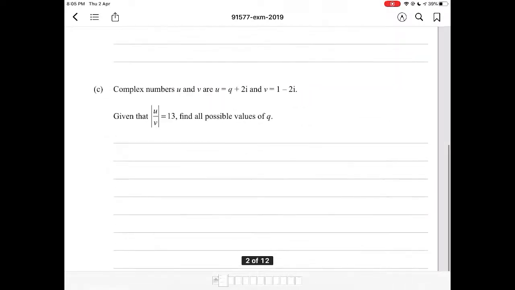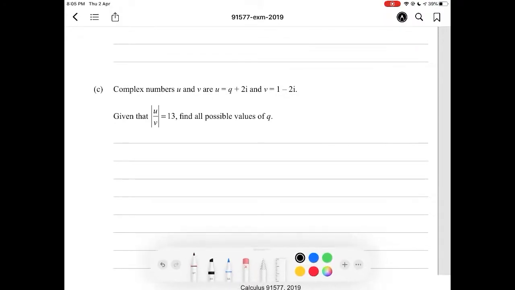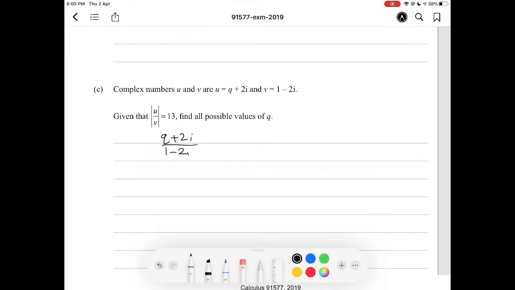Alright, so question C. Complex numbers u and v are u equals q plus 2i and v equals 1 minus 2i. Given that the modulus of u over v is 13, find all the possible values of q. So we have u over v, so we'll have q plus 2i over 1 minus 2i. Now we need to multiply by the conjugate in order to move the imaginary parts of the equation into the numerator. So we multiply by 1 plus 2i over 1 plus 2i, the conjugate.